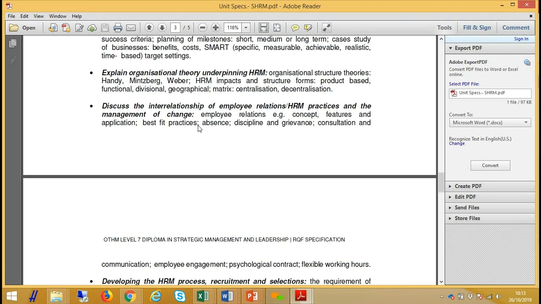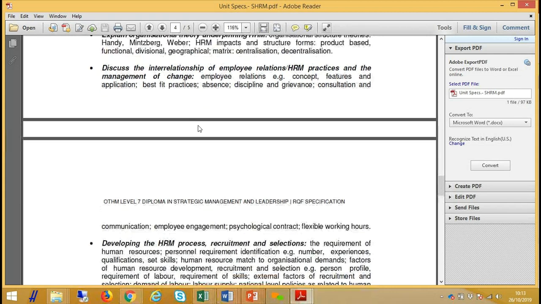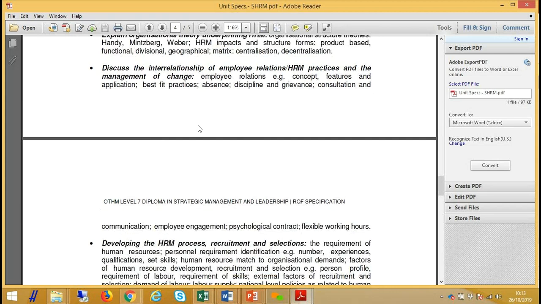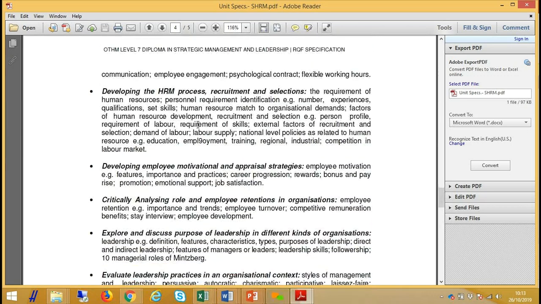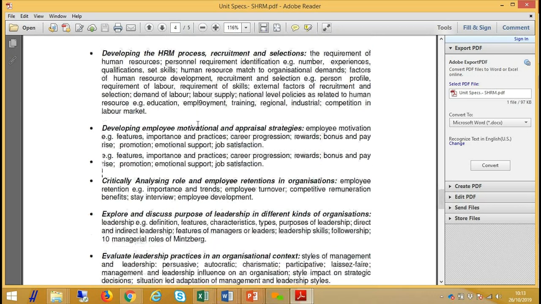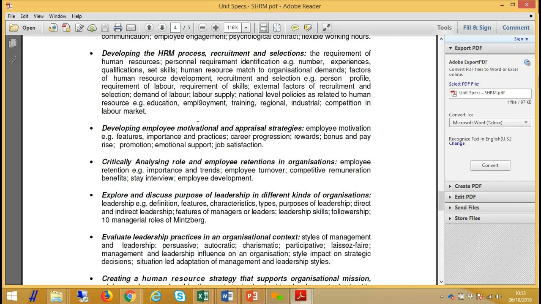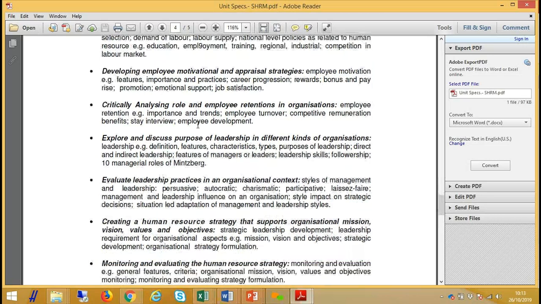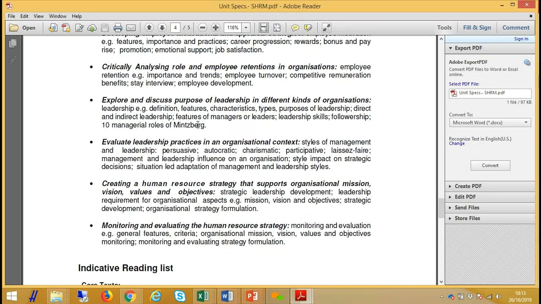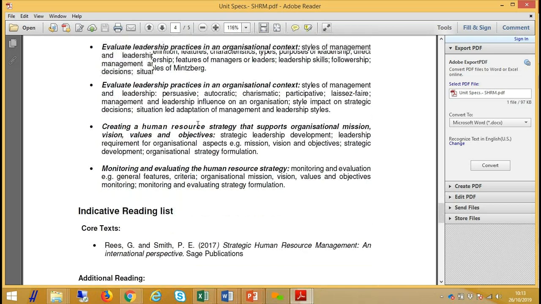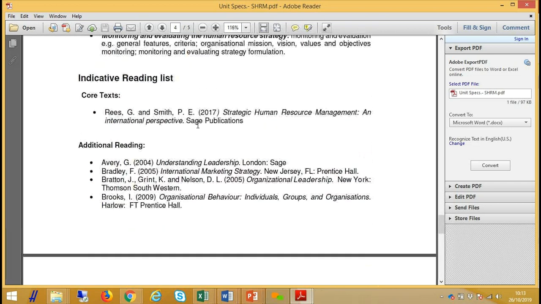And then the interrelationship between employee relations and HR practices. So obviously, how you relate with your employees, how you treat them, either as individuals or collectively through, for instance, trade unions, is a key aspect of successful HRM in every organization. So then we'll be looking at things like recruitment and selection, motivation and performance appraisal, employee retention, leadership, leadership in different contexts, creating HR strategies that support organizational mission, vision, and values, and then monitoring and evaluating your HR strategy.